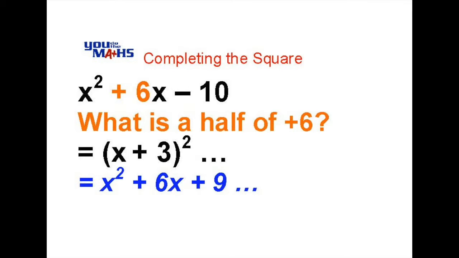bracket expansion is correct. So the expression in blue does not match our beginning expression, so we need to make some adjustment. We need to consider the plus 9 and where it came from. Now it came about from 3 squared. So what we'll do is we'll remove 3 squared, and of course that's always the half of the initial coefficient of x. So that gives us x squared plus 6x, very close to our beginning expression.